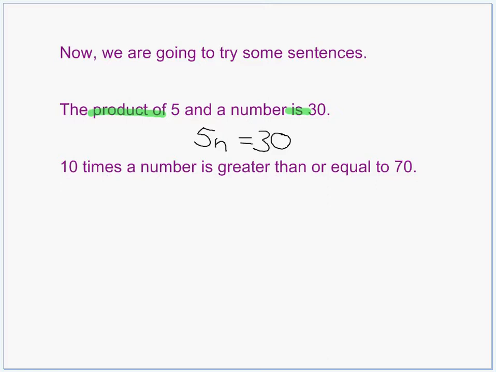Now, 10 times a number is greater than or equal to 70. Well, wow, we got a lot of key terms here. 10 times. Times is an important word. And here we have an is, but it's not just is. It says is greater than or equal to. Well, let's translate this. 10 times a number. That means these are multiplied. So I'm going to have 10n is greater than or equal to, and the last part is 70.